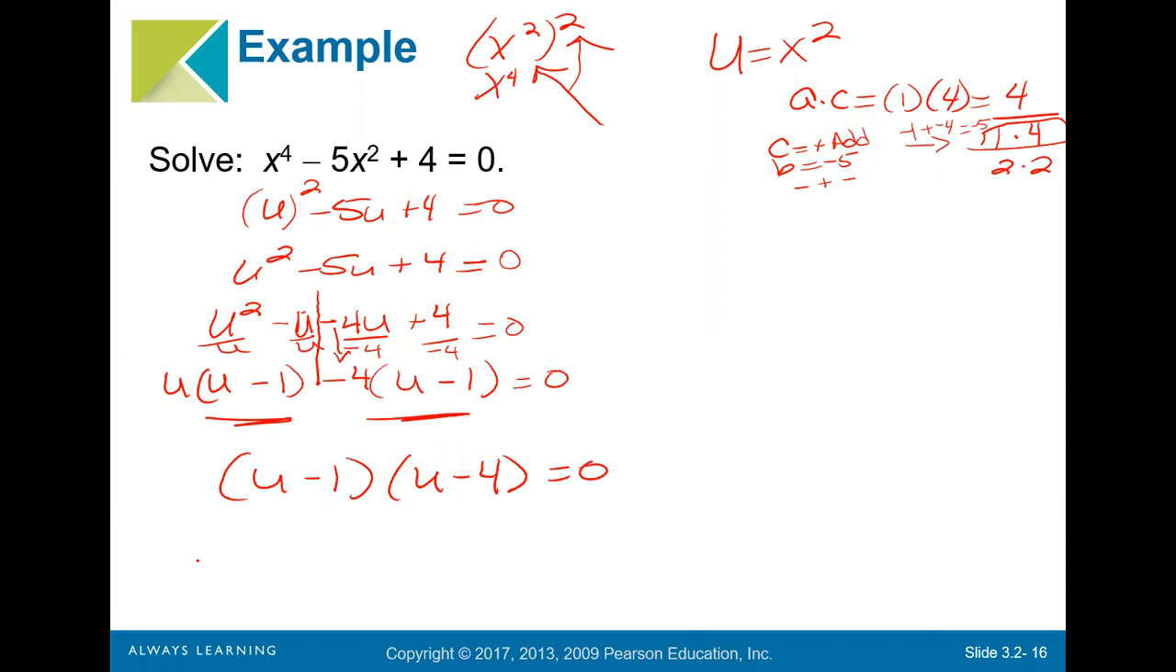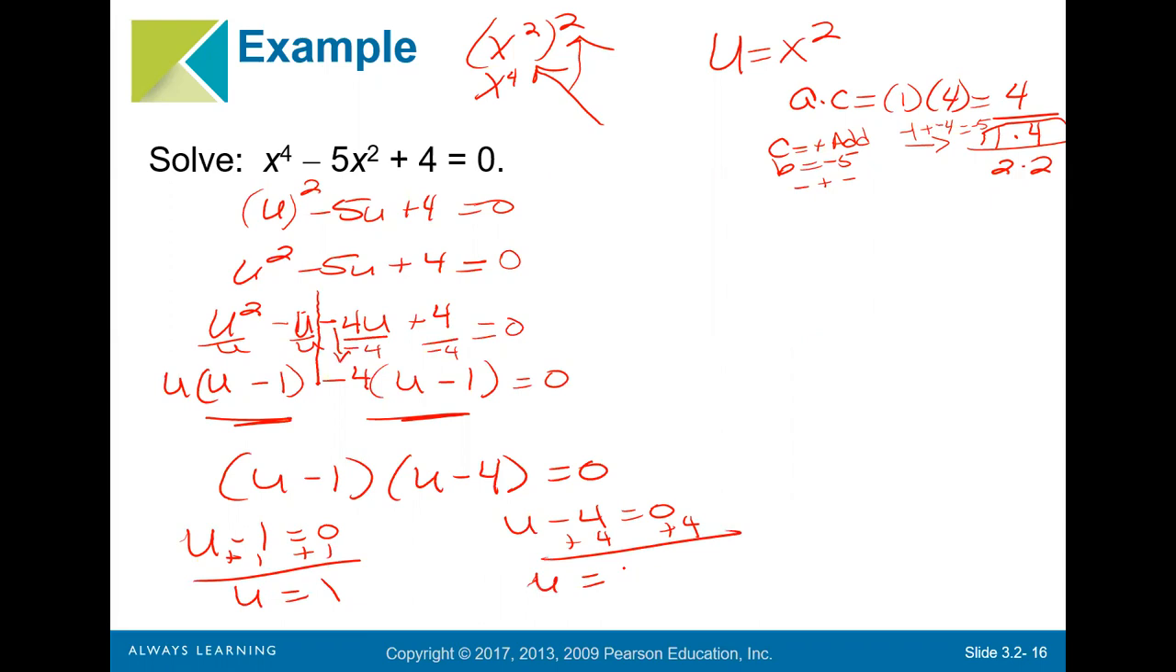And now let's find the zeros. So I'm going to take u minus 1, set it equal to 0 and solve. u minus 4, set it equal to 0 and solve. Since this is a negative 1, let's add it to both sides. So now I got u is equal to 1. Let's add the 4 to both sides.